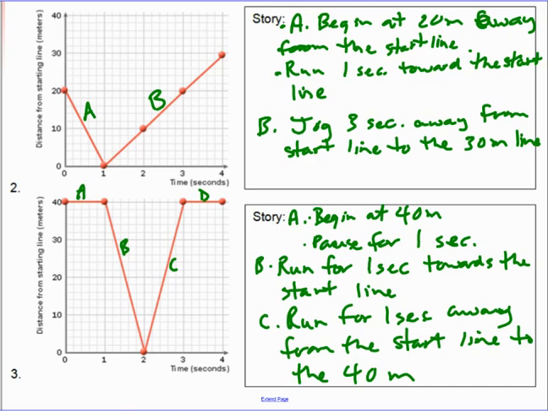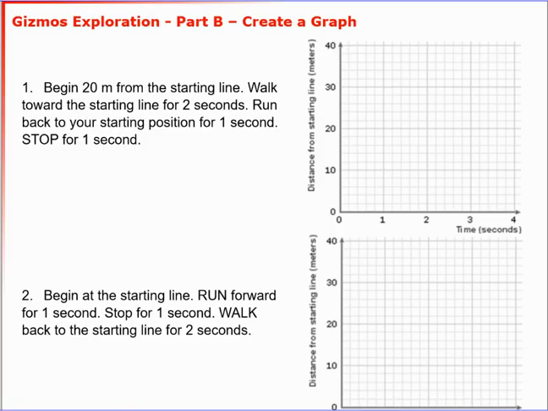And this time, we are given scenarios and we're asked to graph them. All right, so we have a sprinter here, and he's beginning his run at the 20 meter line. And we're going to say he's going at a slower pace, even though it's not really that much slower. And he's going to walk toward the start line for 2 seconds. So it doesn't say he reaches the start line, but he walks for 2 seconds.